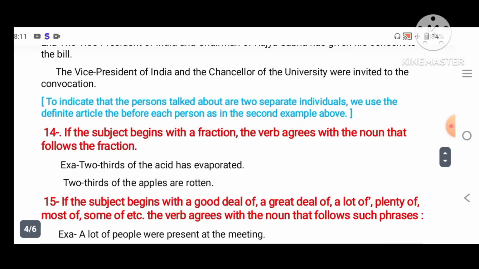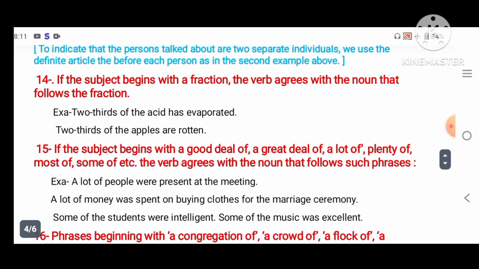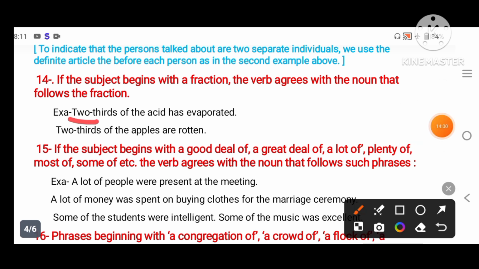Okay. Next, if the subject begins with a fraction, the verb agrees with the noun that follows the fraction. Suppose the sentence starts with a fraction, then we see which noun is next to it. If there is a singular noun, we put a singular verb; if there is a plural noun, we put a plural verb. Acid is singular, we use has. Apples are plural, are is a plural verb.